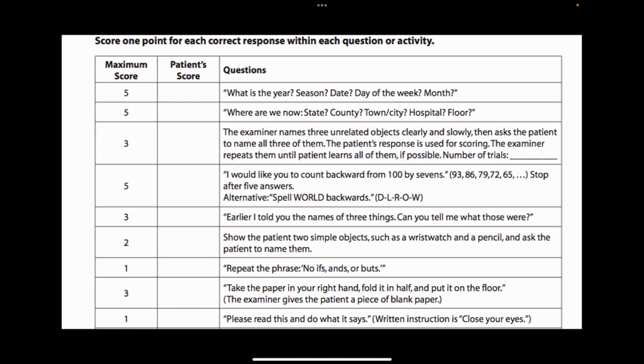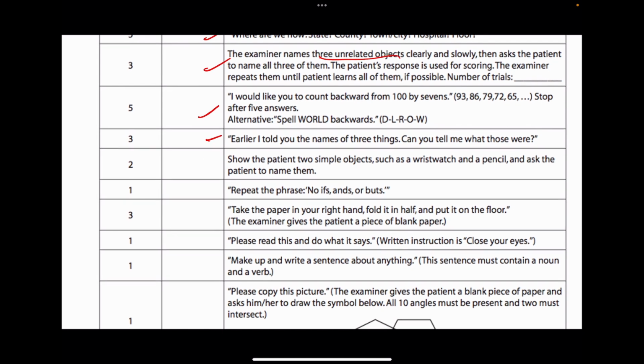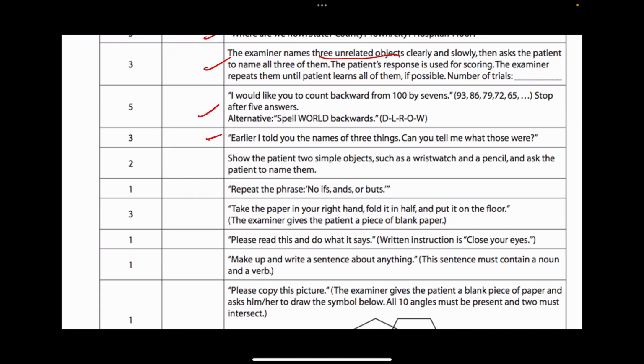Some of the stuff you've already done. You've already asked that question. You've already asked this question. Three unrelated objects. You've already done that question. Count backwards by 7 by hundreds. You already asked that question. Okay, I told you 3 things. What are they? You've already done this part. Okay, now is where you have, this is the further part that you haven't done yet.